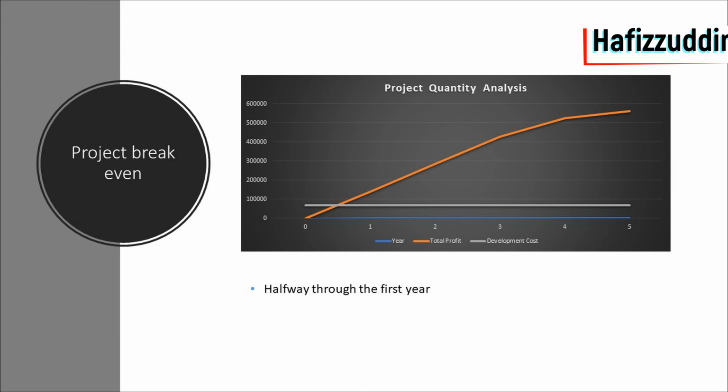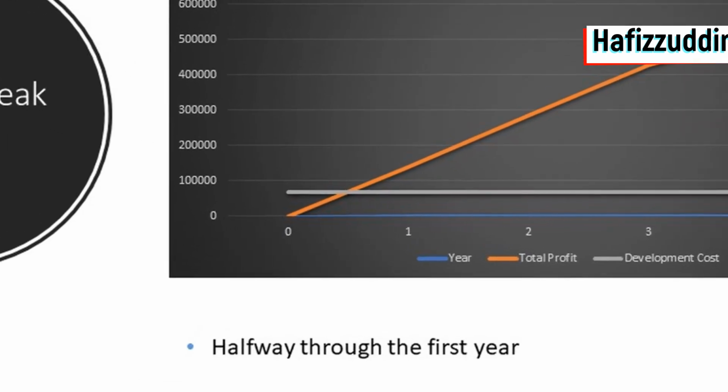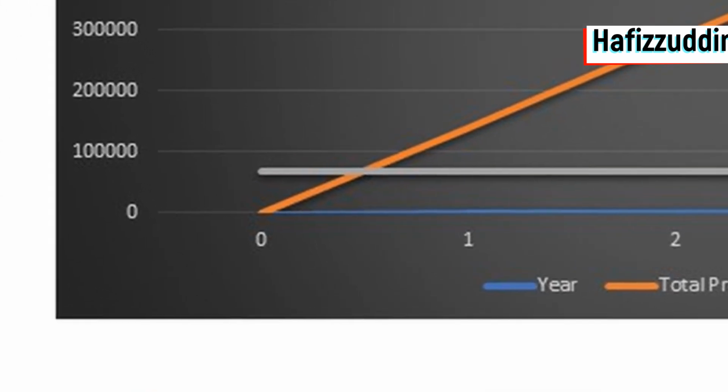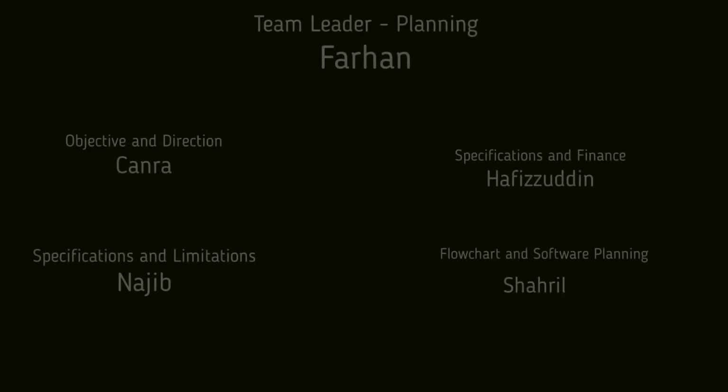On this graph, we can see the quantity analysis for the whole project. From the graph, we can see that we make actual profit from the project in the middle of the 1st year. That is all from us.